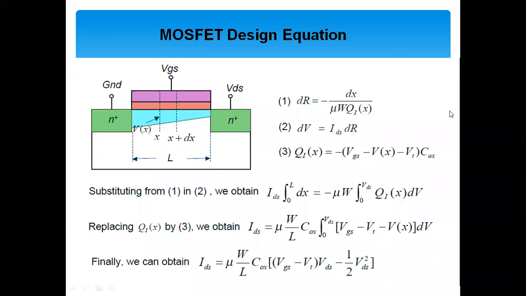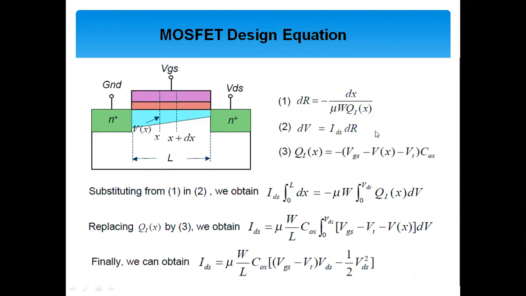Before starting with the derivation of the design equation, first you have to make these three assumptions. What are these three assumptions? dR is equal to minus dx upon mu W Q1 of x. What does d stand for? Derivative, right? The derivative of R, that is the total resistance, is equal to dx divided by mu W Q1 of x. Then dV, the derivative of V, is equal to IDS into dR.